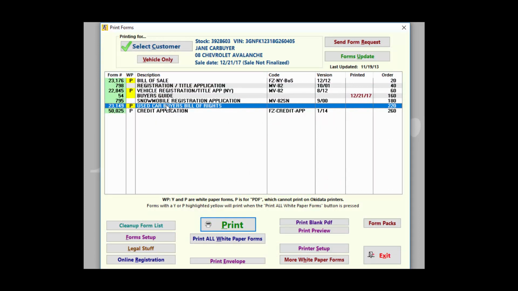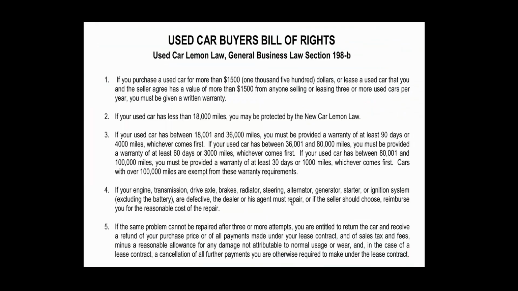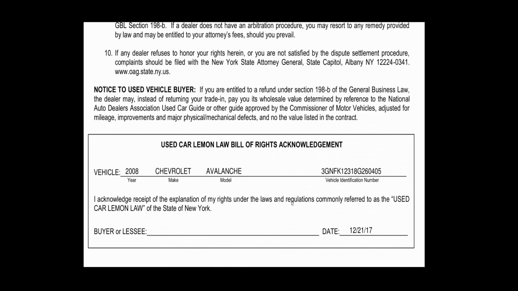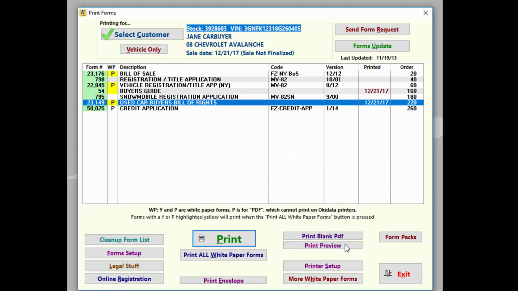If you have a PDF form selected, you will find a Print Blank PDF button at the bottom of your screen. You may use this button to print out a blank version of the highlighted form. Below that is the Print Preview button. If an eligible PDF form is selected, you may use the Print Preview to see how the form will print and review the form and customer information for accuracy.